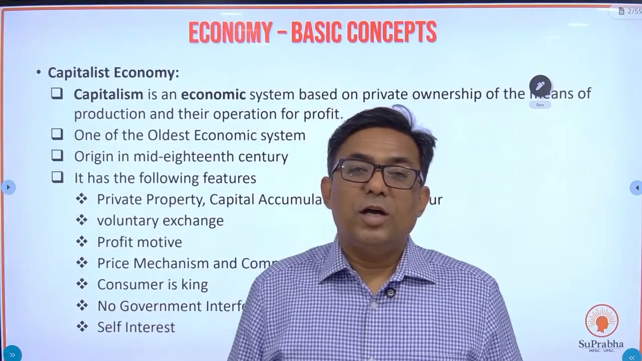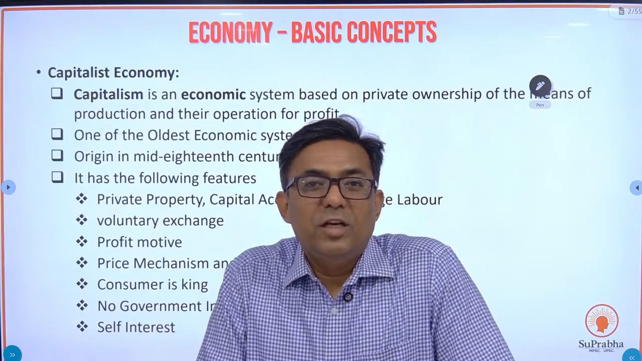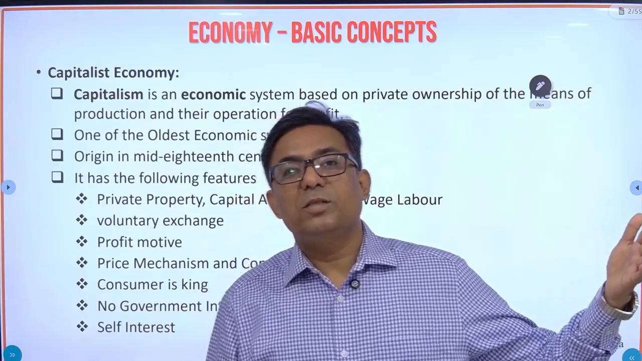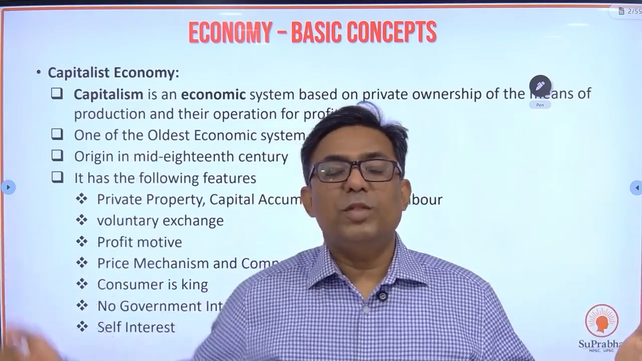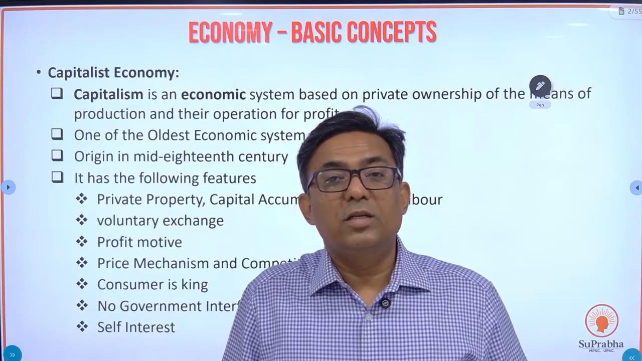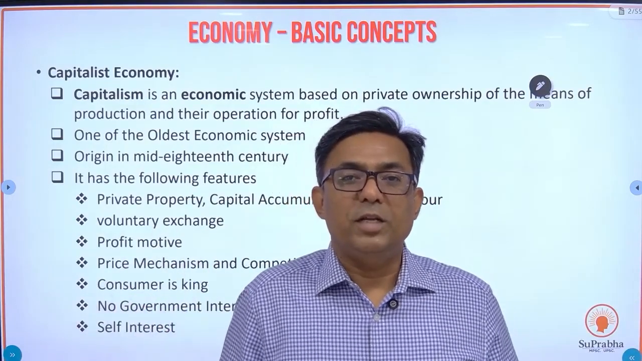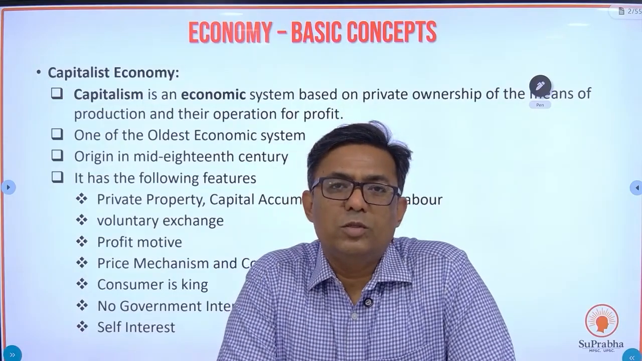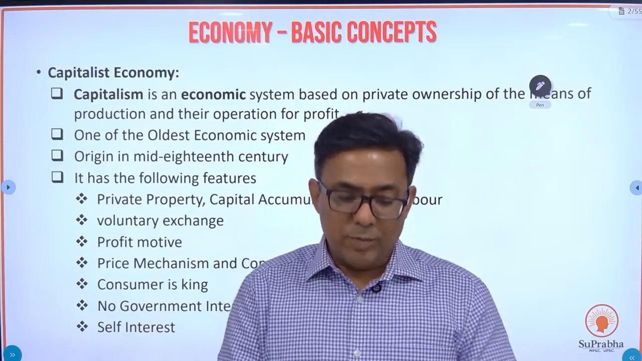And on the other hand, what is a socialist economy? It is very logical. If in a capitalist economy everything is owned by the private players, in a socialist economy everything will be owned by the government. Each and every production is done by the government. Whatever you want to produce, whether goods or services, it's by the government.